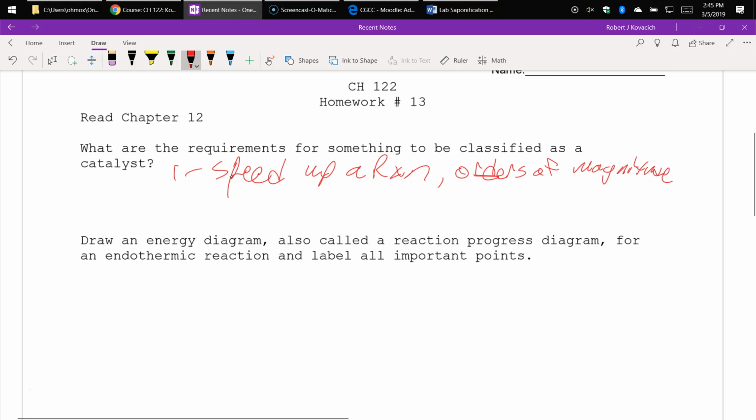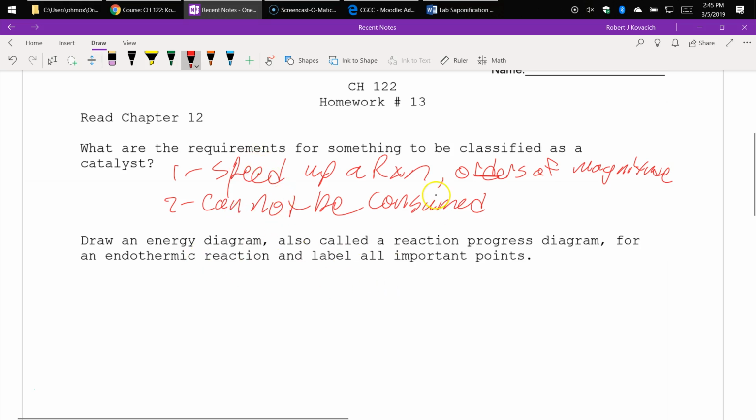A catalyst has to be present at the beginning and end. It cannot be consumed. However much catalyst you put in, you have to have that much catalyst at the end, or it's not a catalyst.